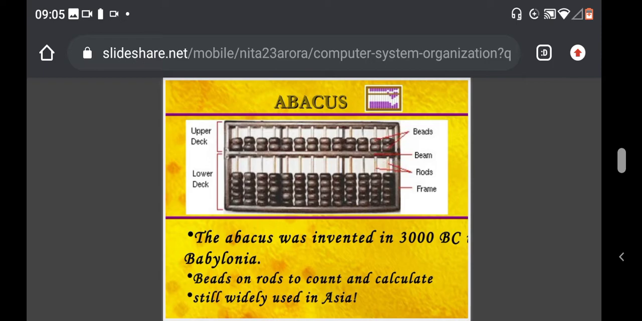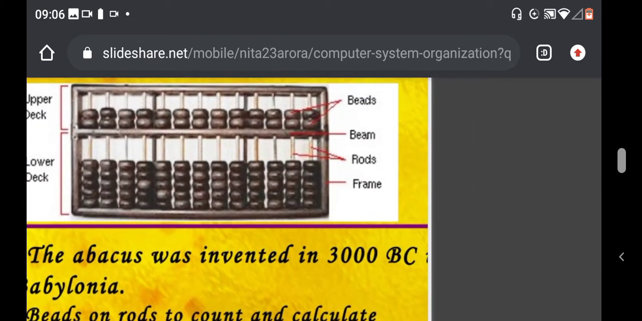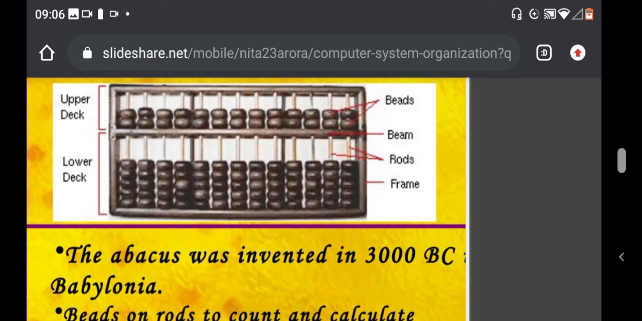computing tool before it was the abacus. The abacus was invented in 3000 BC in Babylonia. The beads on the rods are used to count and calculate, and it is still widely used in Asia. So basically, it was also used as a calculator before. So as you can see, these are the beads. Each bead has its corresponding denomination from ones till thousands.